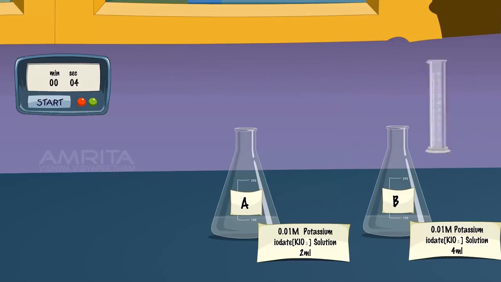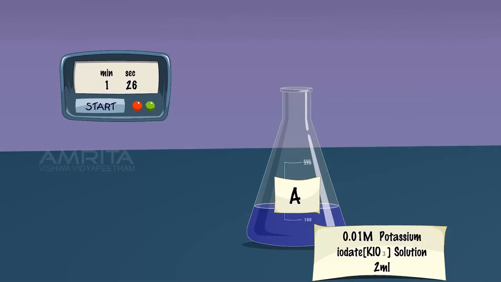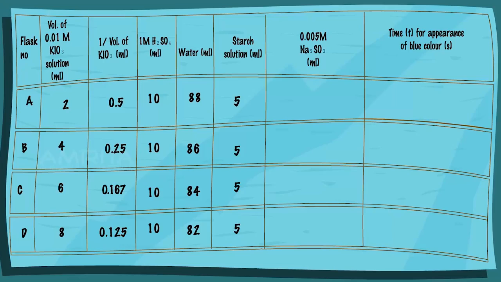Start the stopwatch immediately. Watch the solution for the blue color to appear. Note the time when the blue color just appears. Repeat the experiment by adding 10 milliliters, 0.005 molar sodium sulfite to flasks B, C and D and record the time taken in each case for the solution to turn blue.